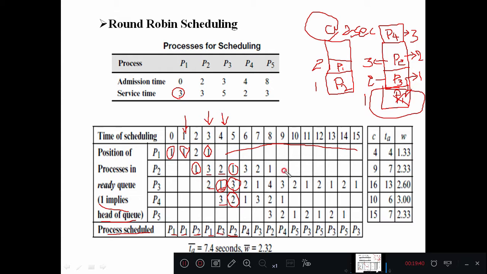So you have to number 4 after one more process enters at 8, that is P5, okay? So next we will discuss these two, that is mean turnaround time and weighted turnaround time, in the next class.